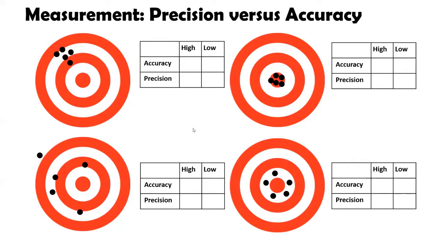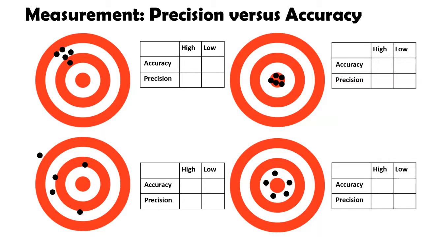Let's look at some examples so we can better understand conceptually the difference between precision and accuracy. We have 4 targets here. On each target, we have 5 locations where the darts have landed. We want to look at each one and describe qualitatively that process's accuracy and precision. We're going to say it has either high or low accuracy or precision.